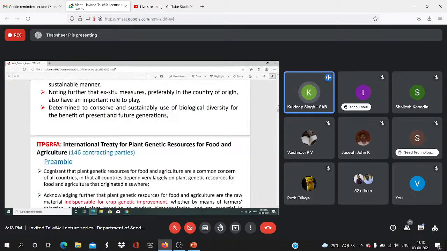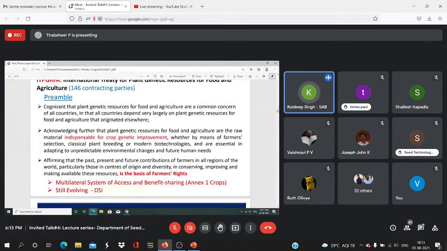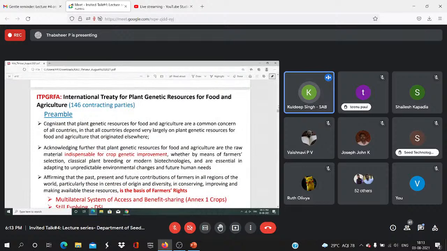To tell the students, when CBD came into effect, there were a large number of difficulties which people were facing, especially the plant breeders, for exchange of genetic resources. And it was realized immediately that we needed to take care of those difficulties, and then came into being the International Treaty on Plant Genetic Resources for Food and Agriculture. We have 146 contracting parties which are signatories to this, and India was among the first few to sign it and shape it. Again, read the preamble of this one. It's giving us rights as well as responsibilities.